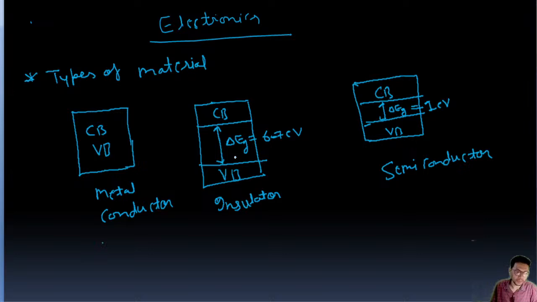Now we know that I is equal to n e A vd, the current through a conductor. n is the number density, vd is the drift velocity. We have studied this already in class 11, 12, and BSc, MSc as well. e is the charge of the electron, and A is the cross-sectional area of the conductor.